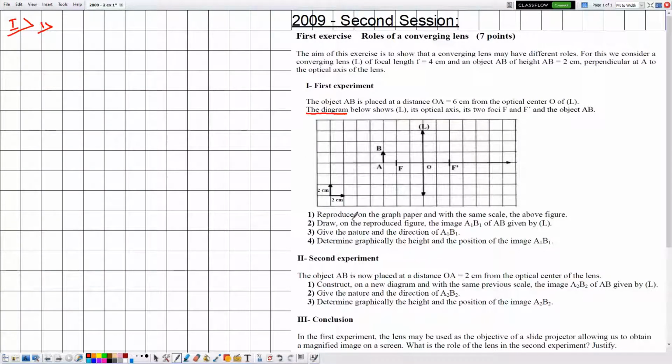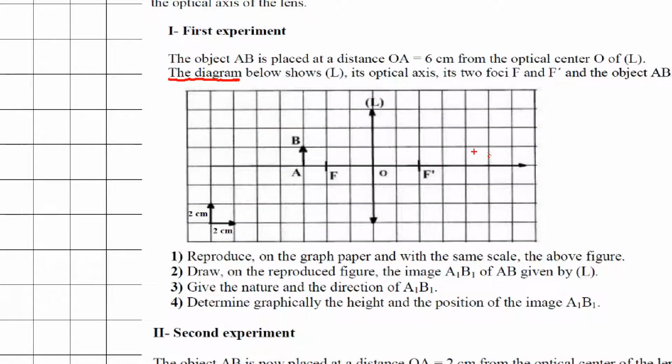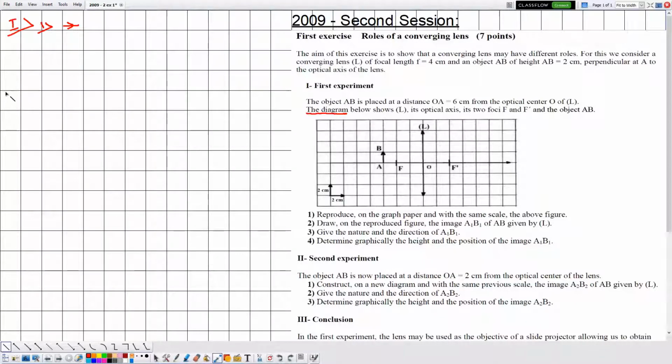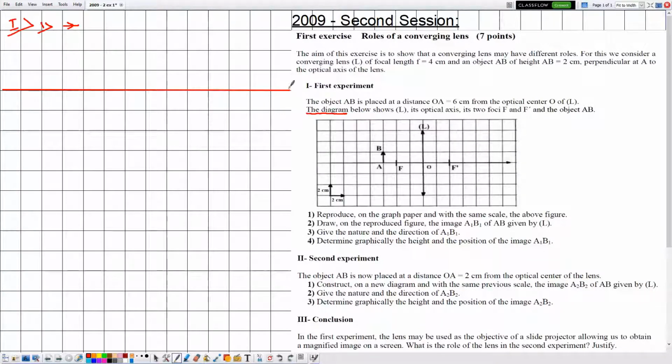Number 1, they are telling me to reproduce on the graph paper, with the same scale, the above figure. Notice that here the direction of propagation of light is not indicated, but we take it as the same direction of the positive x-axis, which is from left to right. And whenever we need to redraw, we always start by drawing the optical axis at the center, having the same direction of propagation of light, from left to right. This is x prime, and this is x.